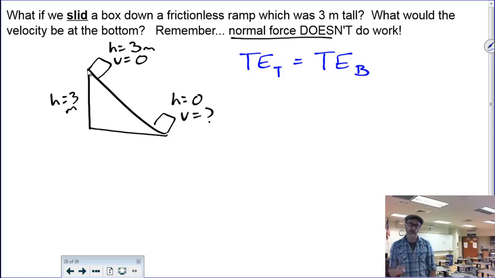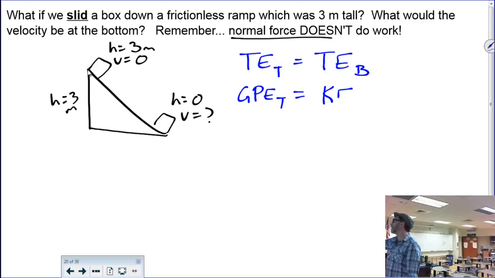Okay, so problem solving, I want you guys to still be using the same technique where you identify the important points in the motion, and then ask yourself what you know about the energy at those points, all right? And in this case, they're equal, okay? So, at the top, all of our energy is GPE, right? And at the bottom, all of our energy is kinetic energy, all right?